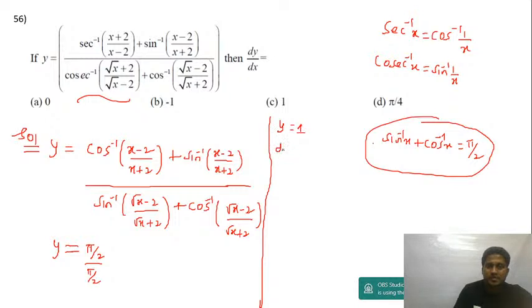Now if I differentiate, dy by dx is equal to differentiation of 1, which is 0. Answer is option E. Hope this is clear, guys. That is simple. Use the inverse trigonometry formula. You get y as a constant, and differentiate, it will be 0. Let's move to the next question.